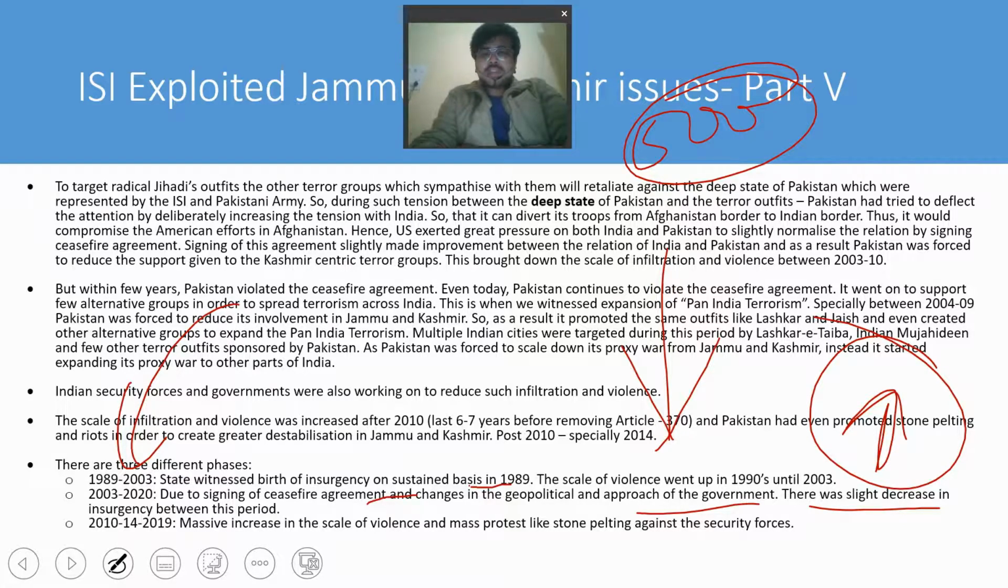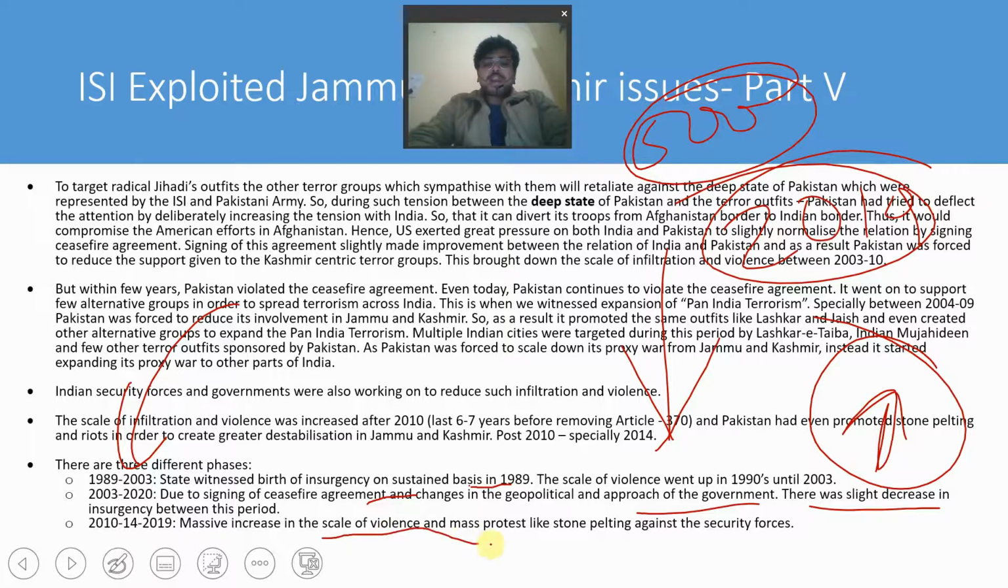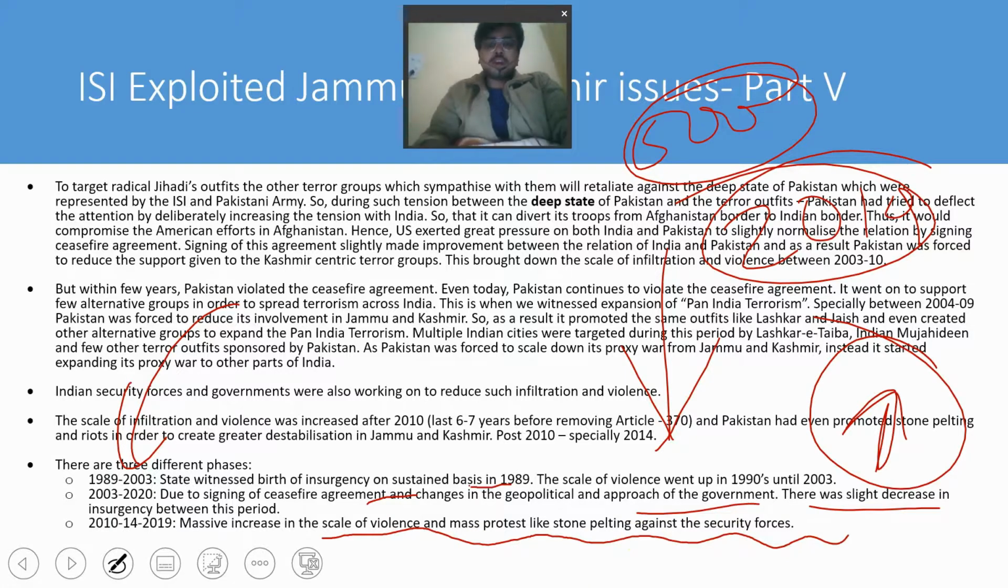And we will see that in 2019, Article 370 was revoked from that region, and it became part of India as a union territory. So between 2009 and 2014, a massive increase in the scale of violence and mass protests, like stone pelting against the Indian security forces, was observed.